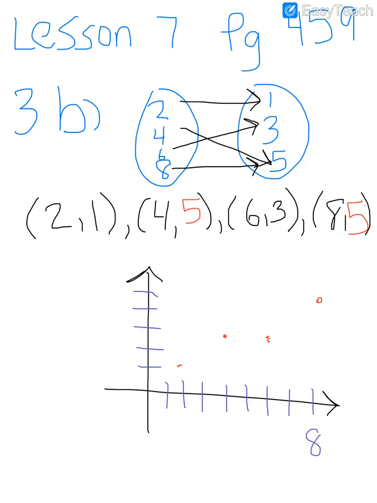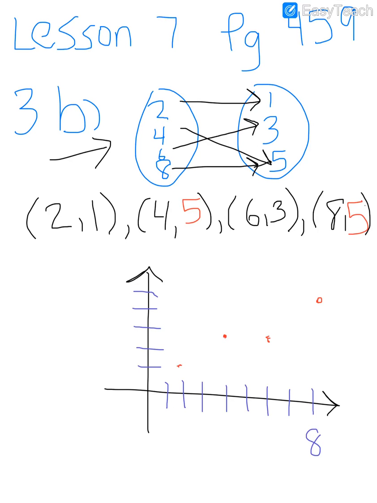Had a homework question come in on lesson 7, which is on page 459, and the question was for 3B. So 3B gives you an arrow diagram, or a mapping diagram, and it asks, is this a function? Okay, so all they gave you was this, and they said, is this a function?